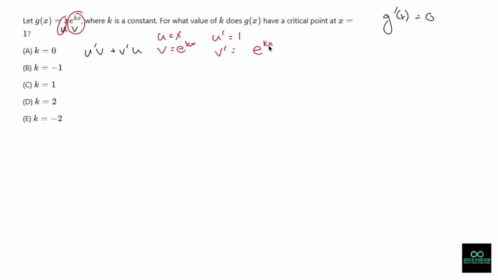Keep the inside, which is kx. But since k is a constant, multiplying everything by the derivative of the inside would be like taking the derivative of 2x or 4x, which is 2 or 4, or in this case, k. So now, g prime of x is going to equal u prime v, so 1 times e to the kx, plus v prime, so k e to the kx, times u, which is x. So let's clean this up a bit.